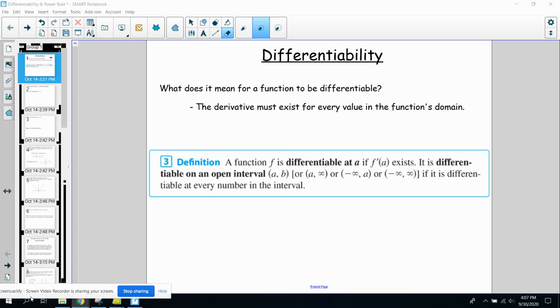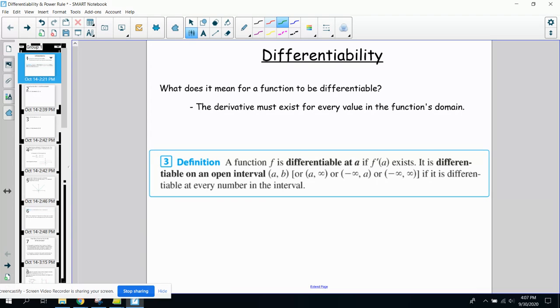We're going to talk about differentiability. So, what does it mean for a function to be differentiable? We've seen that word before in other examples. Something is differentiable if the derivative exists for every value in the function's domain.